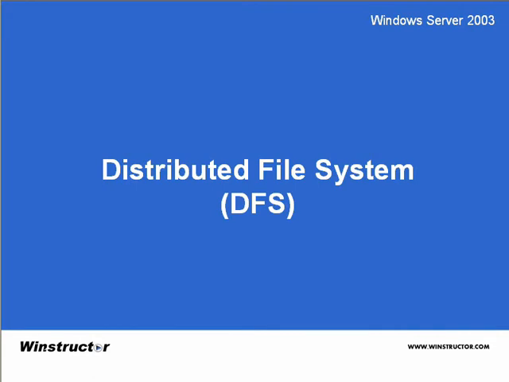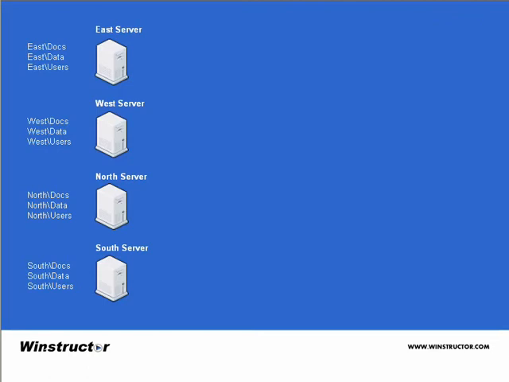So let's consider a typical, if grossly underestimated, example here where we have four servers: east, west, north and south. We currently have three shares on each server. In reality, we'd probably have a lot more servers and a lot more shares than this, but we're just making a point here for our purposes, so this is okay. So we've got four servers and we have 12 shares that we need to remember. It would be nice to be able to merge all of these into one single point of access.